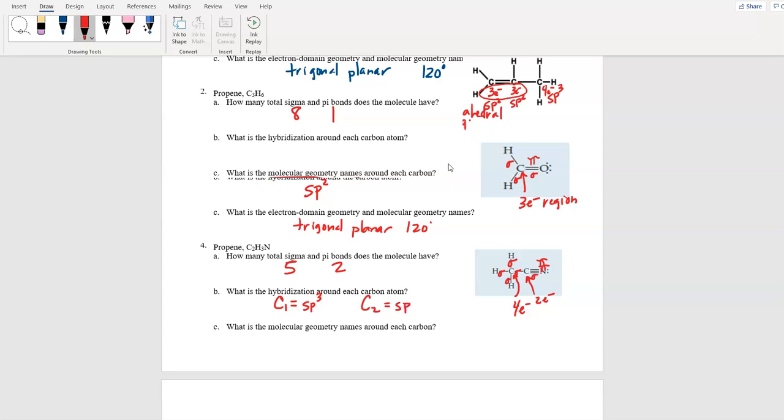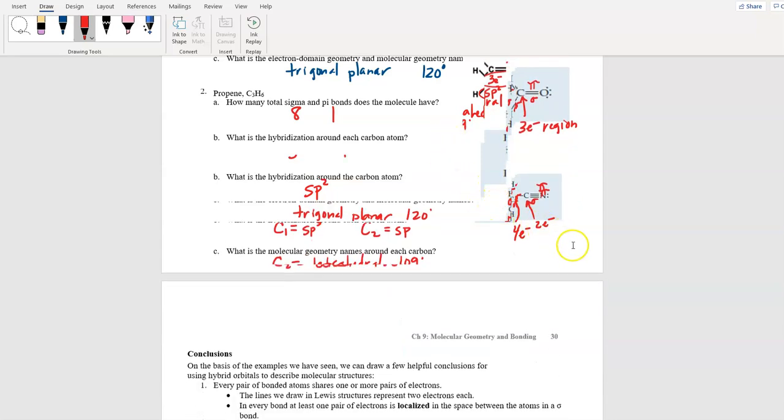Okay, and the molecular geometry names. So with each one having no lone pairs, but they have different amounts of electrons. So that first carbon, with 4 regions, that would be tetrahedral. And that second carbon with only 2 regions, no lone pairs, that would be linear. And we already know linear would be 180 and tetrahedral would be 109. Okay? So ladies and gentlemen, that's literally how simple it is.